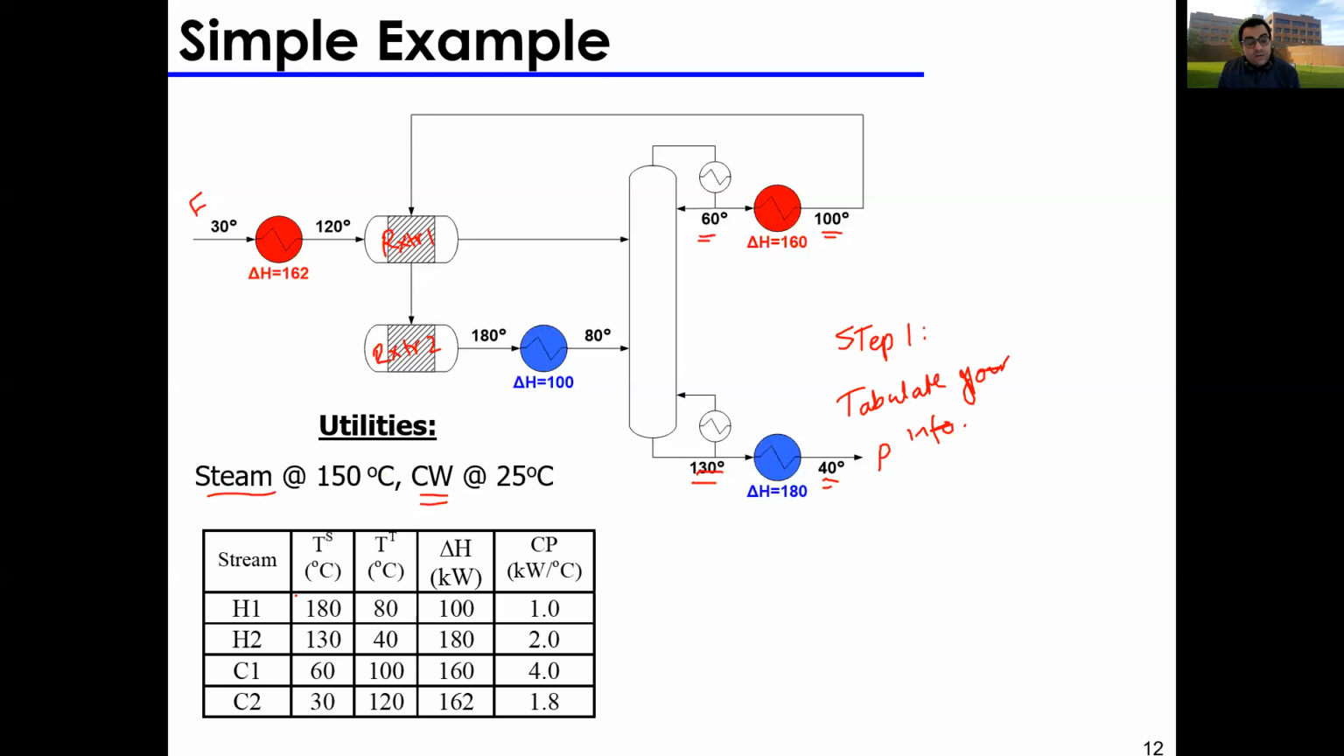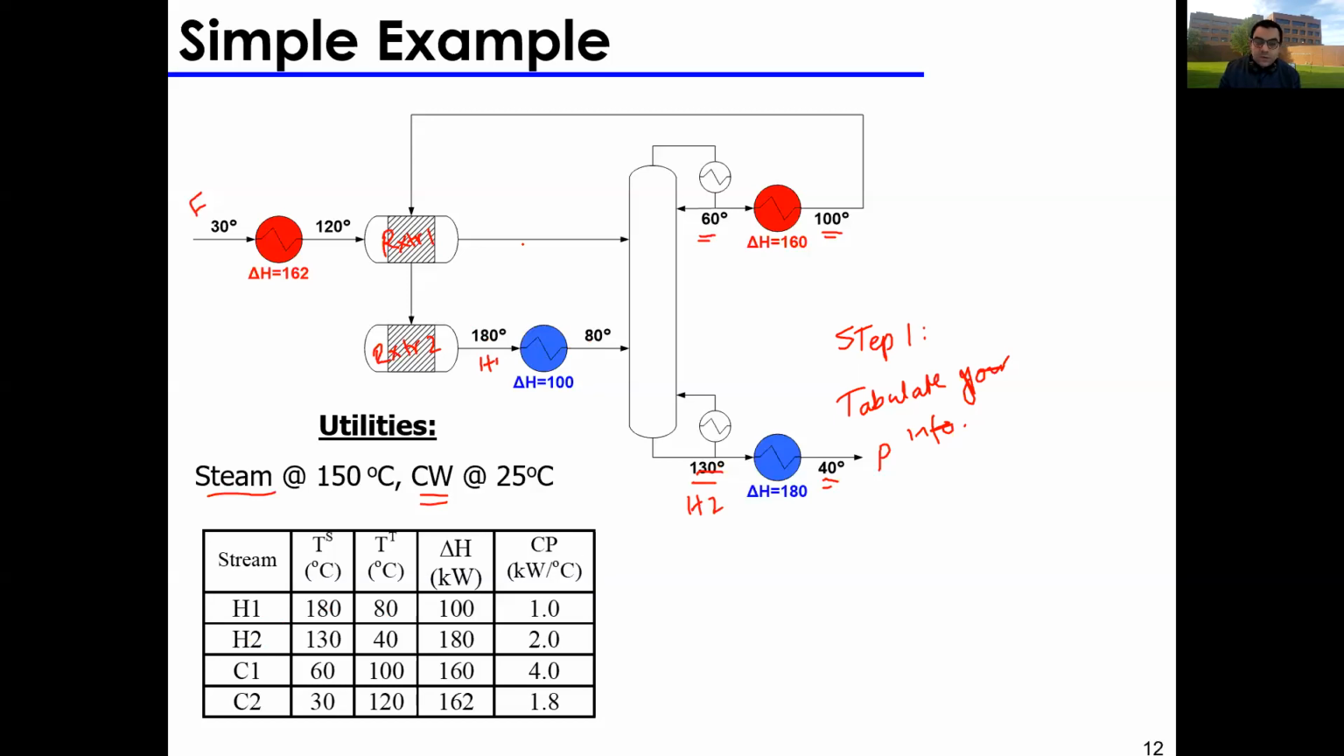As you can see here, I have streams, so I labeled my streams H1, H2, C1, C2. I wrote my supply temperatures and my target temperatures. So let's have a look. H1 is this stream, my hot stream, right? I need to cool it to 80, so my supply temperature is 180. My final temperature is 80. H2 is this stream right here. It's hot, I'm cooling it from 130 to 40.